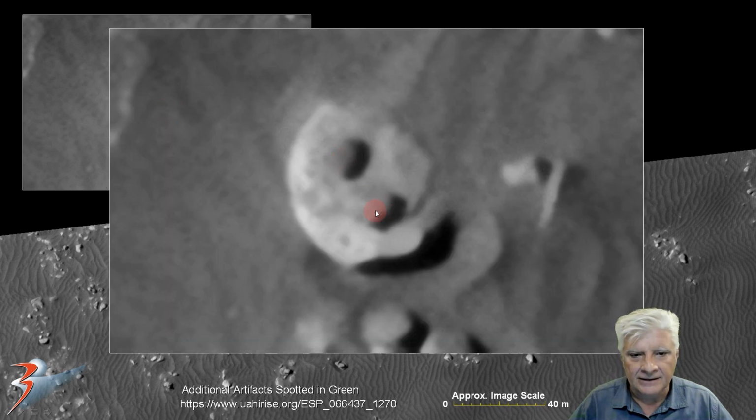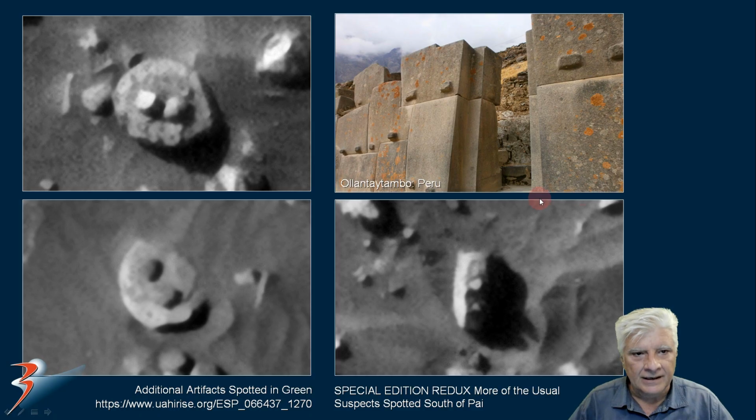Check that out. Similar in size and shape. Right there in the center. And I'll compare it to the blocks that we find in Peru with the two protrusions on each block. So the twos are repeated on objects on Mars as well.